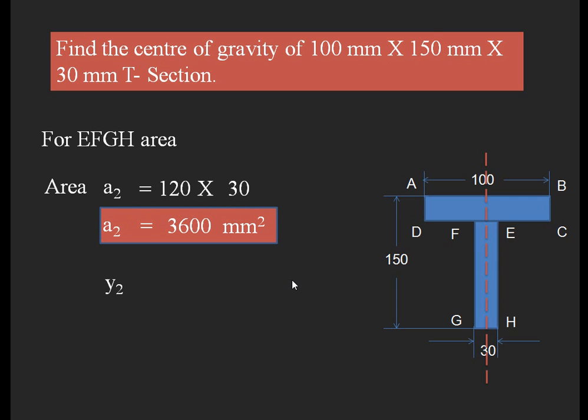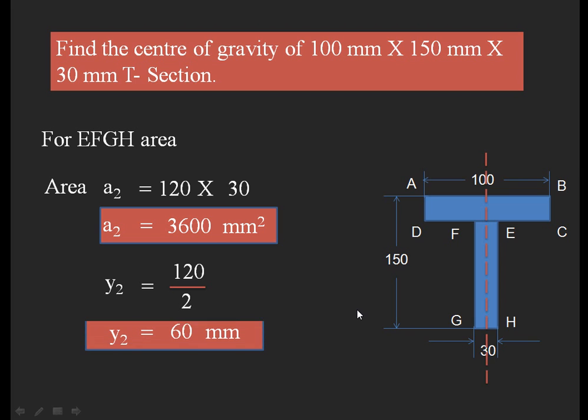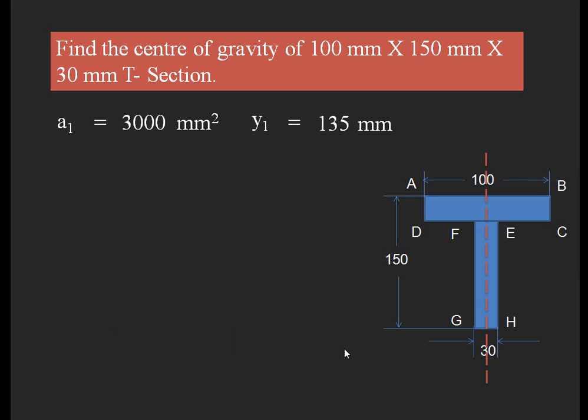Similarly, we need to write the y component, which is the distance along the y-axis, the symmetrical axis, from the base. The total height is 150, and 150 minus 30 gives 120. So the FG height is 120, and half of this height gives the center position of this particular area. So 120 by 2 is equal to 60 mm. So this is the area and the y component for the second area. Next I want to write all the values we got: A1, y1 and A2, y2.